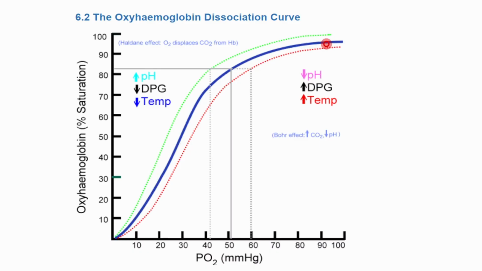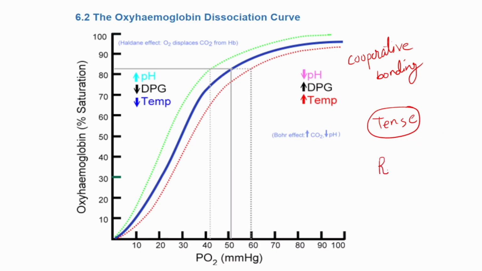Why does it take this specific shape? It comes down to a structural property called cooperative binding. Hemoglobin exists in two basic conformational states. The T state, which is tense, has low affinity for oxygen. And the other state is the R state, or relaxed state, which has a high affinity.